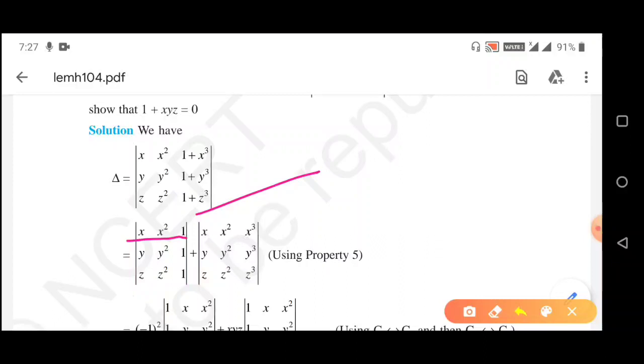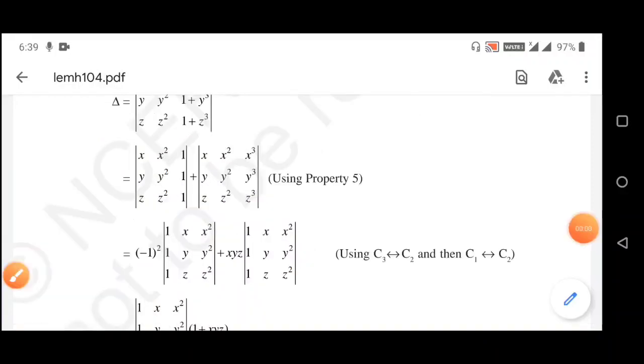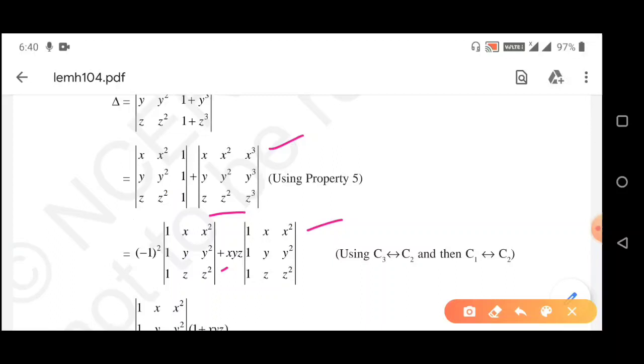That means in column 3 for both the determinants, in one determinant we will write 1, 1, 1, and in the other determinant we will write x cube, y cube, z cube. Now see, from this determinant we can take x outside from row 1. So this x is outside, and row 1 becomes like this.